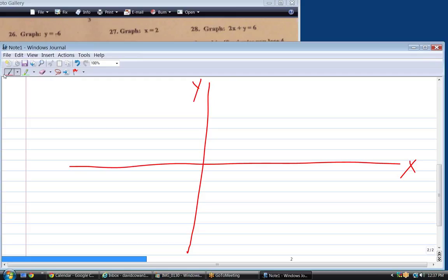What does x equals 2 look like? It would be a vertical line at x equals 2. What's the slope of that vertical line? It's undefined. Okay. What was the slope of the horizontal line? 0. Okay.